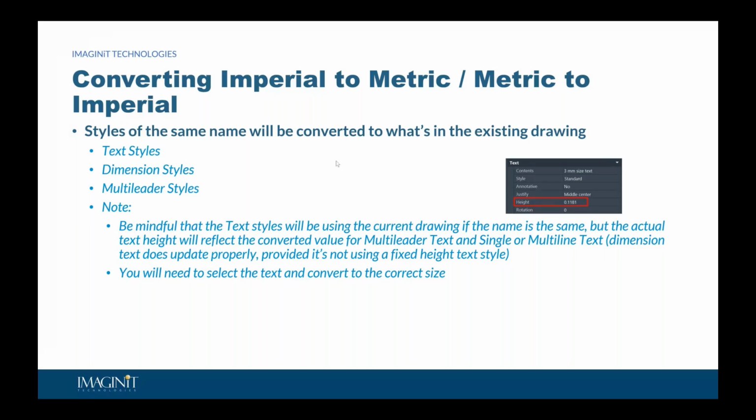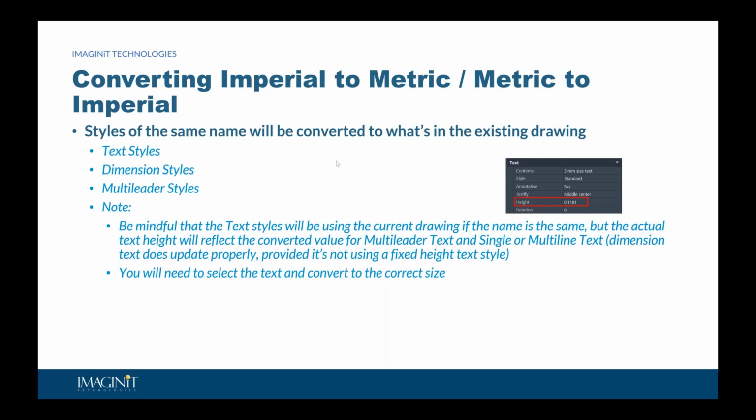And be mindful that text styles will be using the current drawing if the name is the same, but the actual text height of the elements will reflect the converted values. This will be the same for multi-leader text, single or multi-line text. Dimension text does update properly, provided you're not using a fixed height in the text style. What I mean by that is if you have standard text or dim text that you use as a text style that has a fixed height associated to it instead of a height of 0, when you bring it in, it will not convert correctly. And you will need to select the text and convert to the correct size if it is not appropriate.